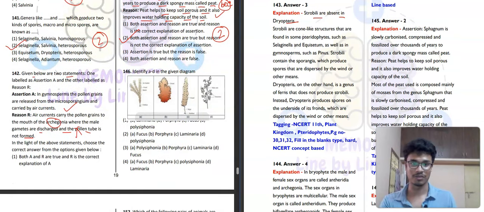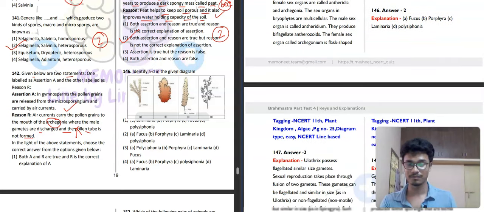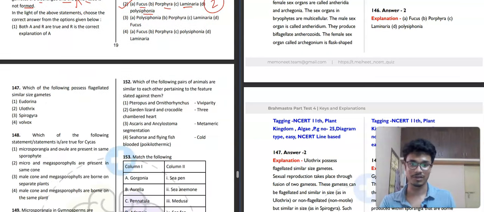Moving towards the next question, 146. You just need to look at the diagram and tell me. The first one is basically Fucus. So first is Fucus, then second is Porphyra, third, C, is Laminaria, and D is Polysiphonia. So the second option will be the correct answer for this question. Moving towards the next question, 147.